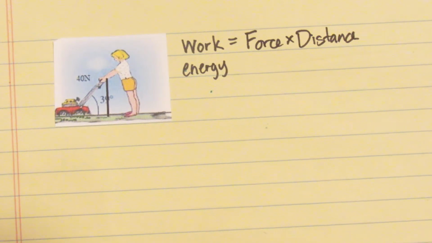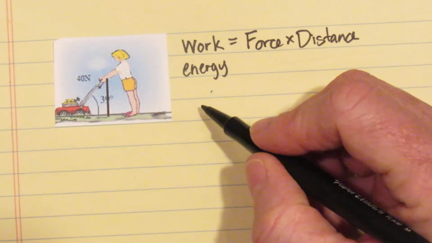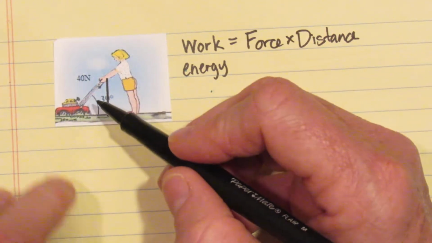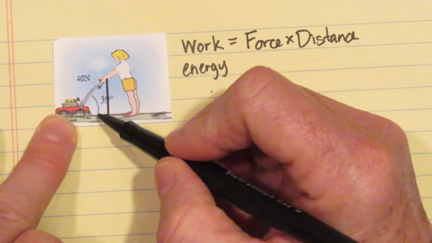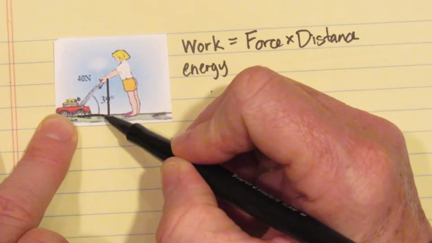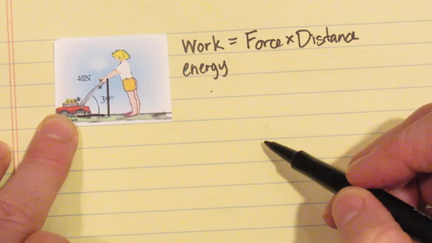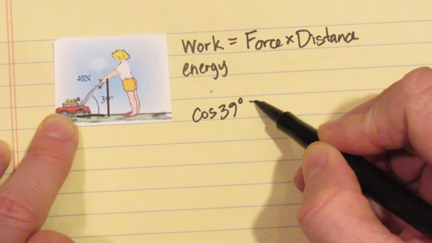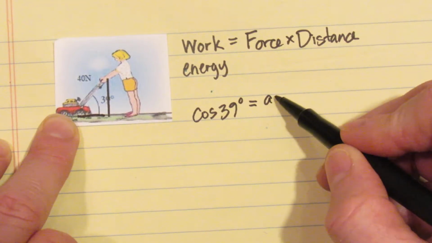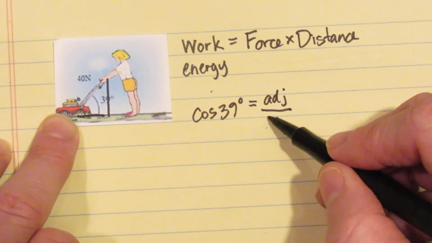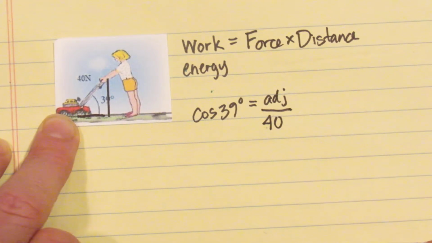So the amount of energy that's actually in the direction that the mower is going to move is going to be related to the fact that the 40 is the magnitude of this right triangle, and the lawnmower is going to be moving along the ground, and that side is adjacent to that 39-degree angle. So we're going to use cosine of 39 degrees is equal to the adjacent side, which is the direction we want to move, over the hypotenuse, which is the 40.